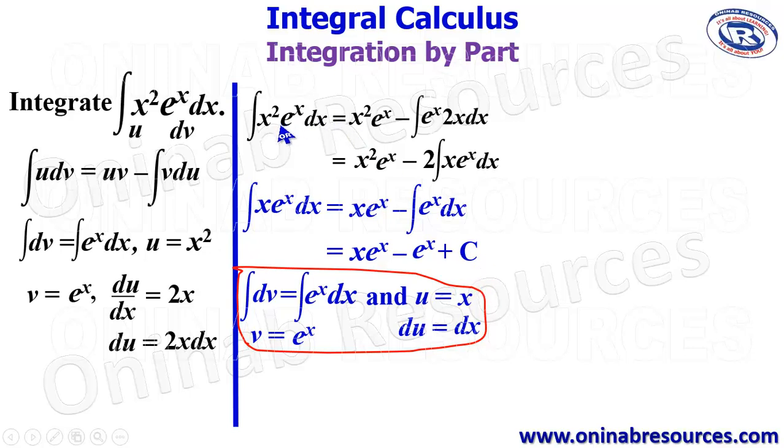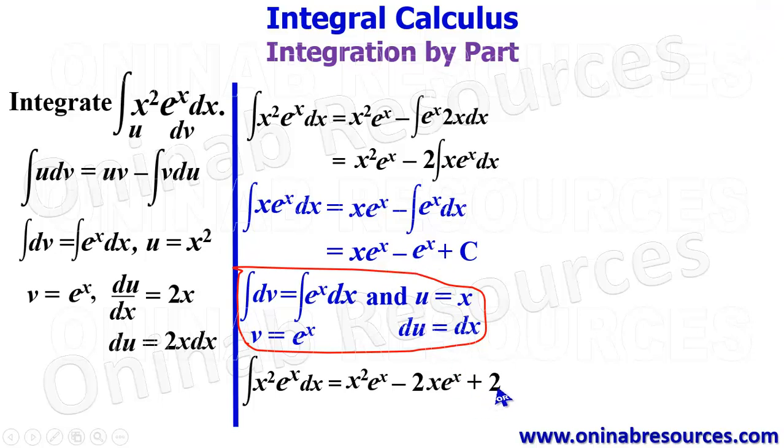We go ahead now to substitute the integral of this into this component. Remember, we are going to multiply by 2, so that the integral of x squared e raised to power x dx is equal to x squared e raised to power x. So we are going to use this minus 2 to multiply the whole of this. Minus 2 times x e raised to power x will give us minus 2x e raised to power x. Minus 2 times minus e raised to power x will give us plus 2 e raised to power x, then plus our constant of integration.